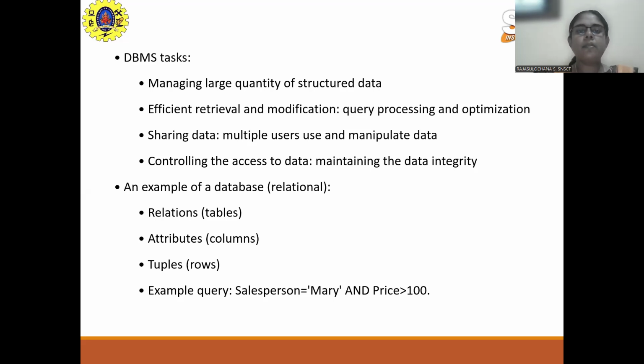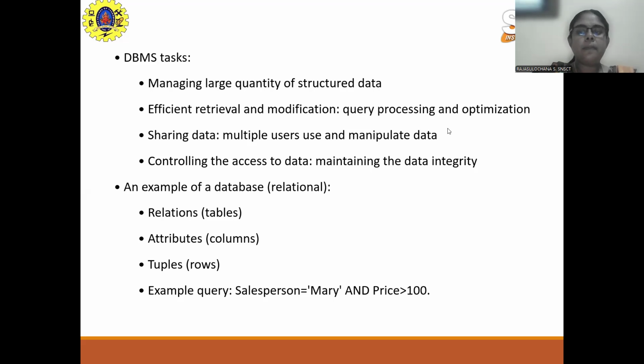It also has some other tasks, such as if you want to obtain information from the database, retrieve information, or make any kind of changes or modifications to the data, database management system will be very helpful. Multiple users can also share common data as well as manipulate the data. It also provides controlled access to the data, thereby ensuring data integrity.